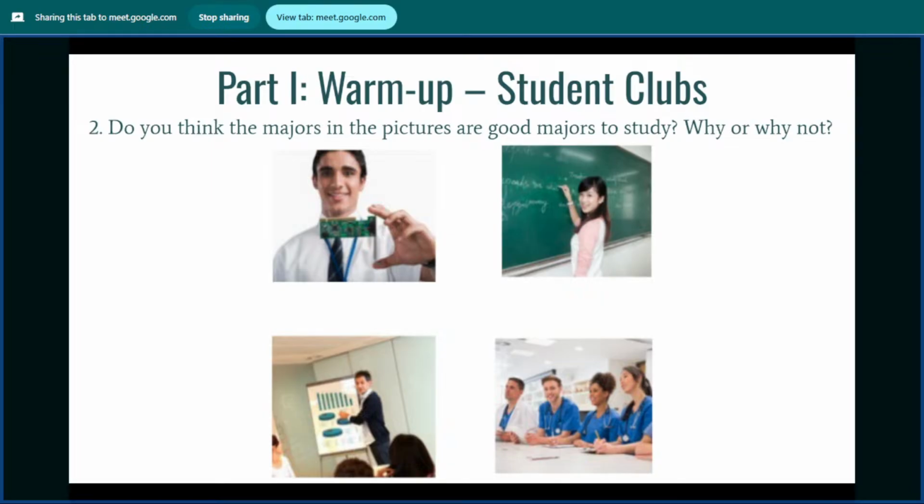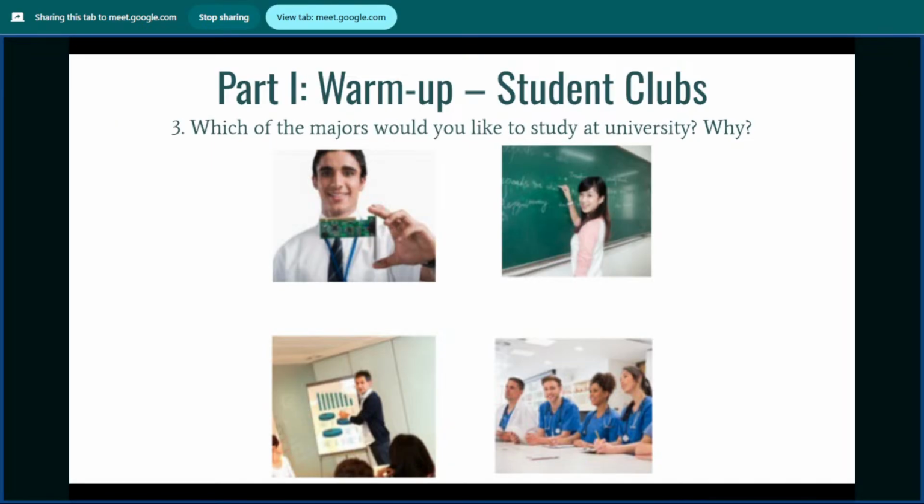And last but not least, the doctors. If anyone gets injured, or is facing any health related issues, then this field is also, rather, the most important field, I can say. Correct. Very good. Now, moving to the next part, which of the majors would you like to study at university and why?